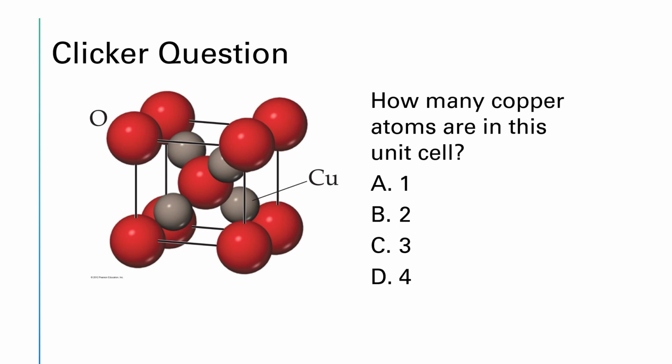So the red oxygen atoms sit on all 8 corners. So all 8 corners have a red oxygen atom, and the absolute middle of this cube has an oxygen atom sitting in it. The copper atoms are sandwiched between that center.